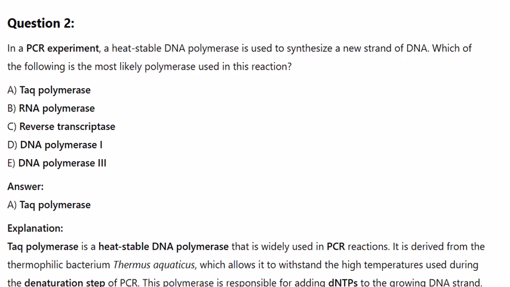Taq polymerase. Explanation: Taq polymerase is a heat-stable DNA polymerase that is widely used in PCR reactions. It is derived from the thermophilic bacterium Thermus aquaticus, which allows it to withstand the high temperatures used during the denaturation step of PCR. This polymerase is responsible for adding dNTPs to the growing DNA strand.